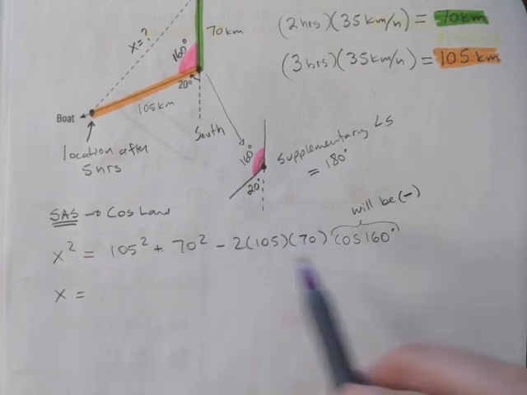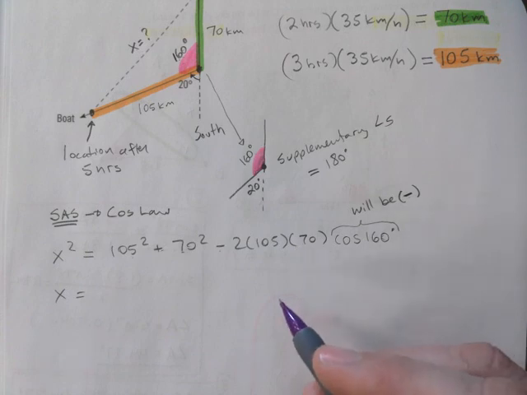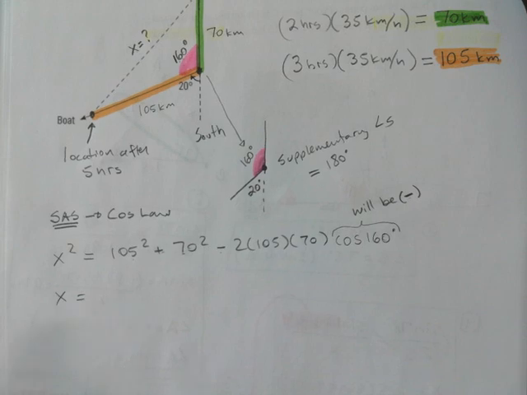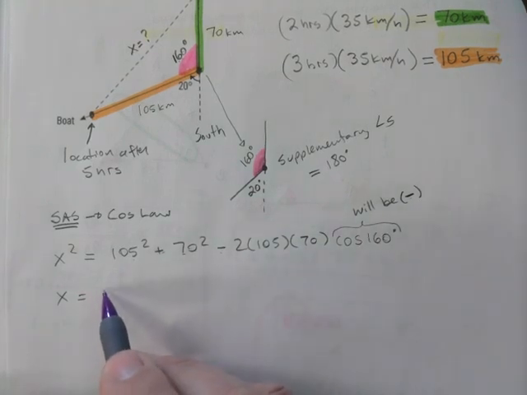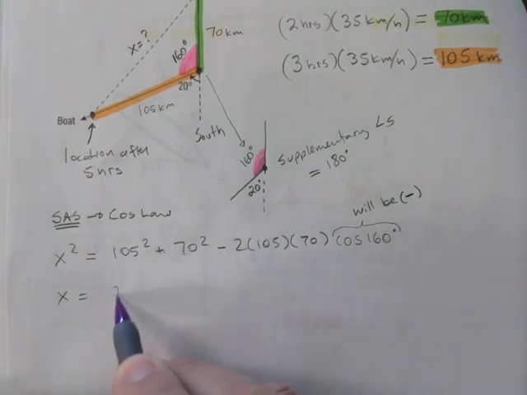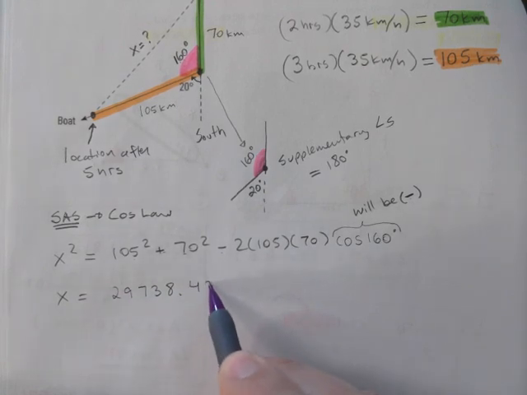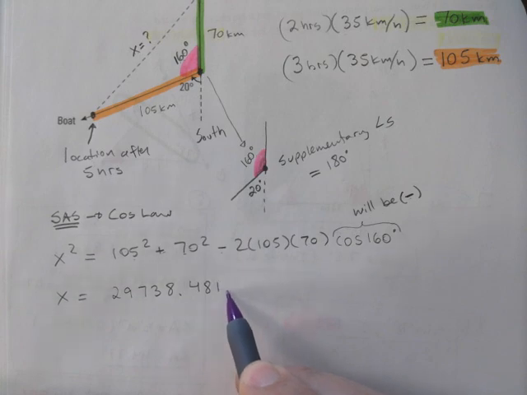But if you do this in one shot, like if you have a calculator that can do that, you don't have to worry about what I'm talking about right now. You just type it all in, see what you get. Go for it. I'm going to wait a little bit because it causes a lot of issues if you don't know how to do this. And the answer is, you ready? 29,738.481, and that keeps going.